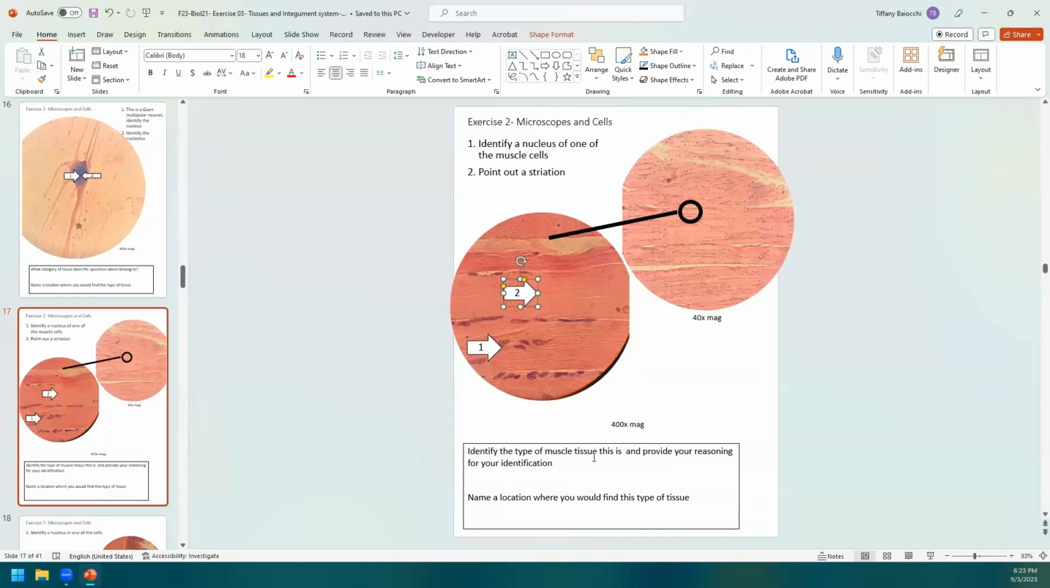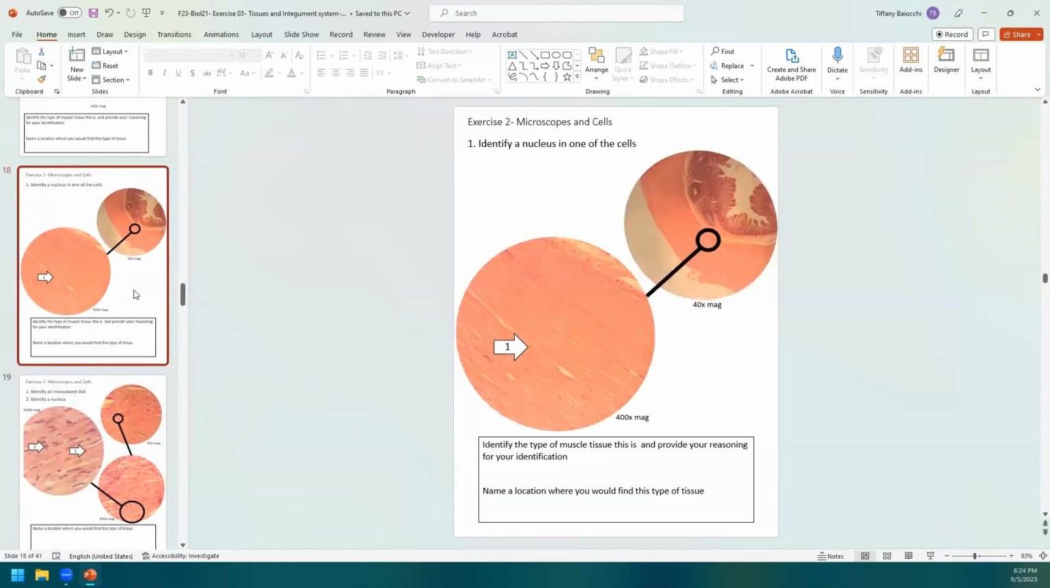So identify the type of muscle tissue here, provide reasoning. Since we see striations and we also see multiple nuclei per cell, this has to be skeletal muscle. They're also kind of rectangular in shape and they run a really long ways. Those are other clues that this is skeletal muscle tissue, rather than them being branched or having only one nucleus per cell. That would be something that would designate cardiac tissue, which we'll look at in a moment. But those are a couple reasons. Name a location where you'd find this: in your bicep muscle. Any one of your skeletal muscles will do.